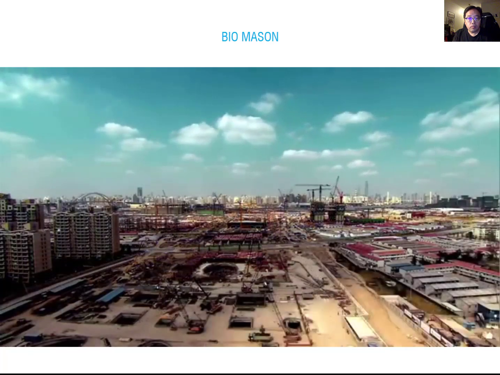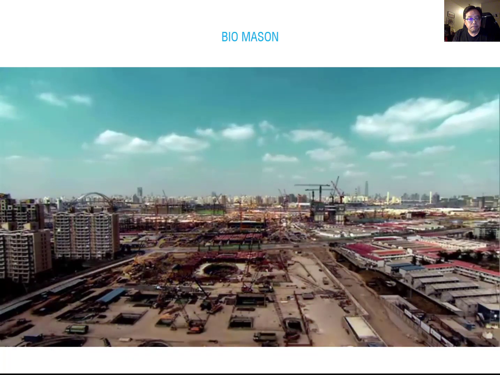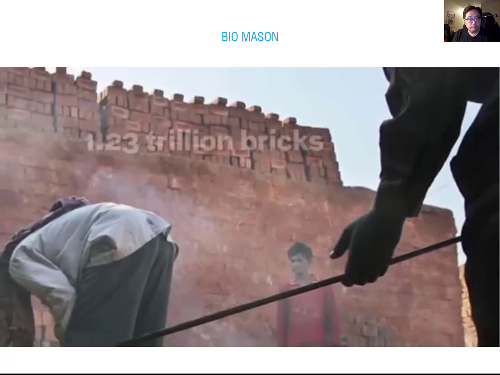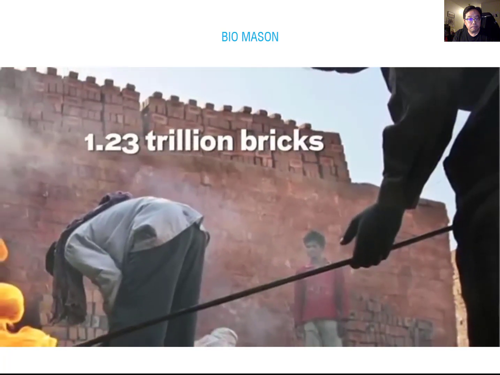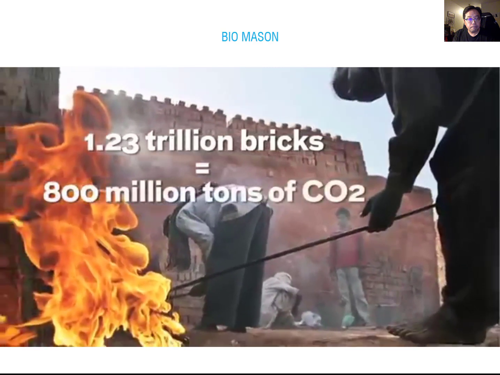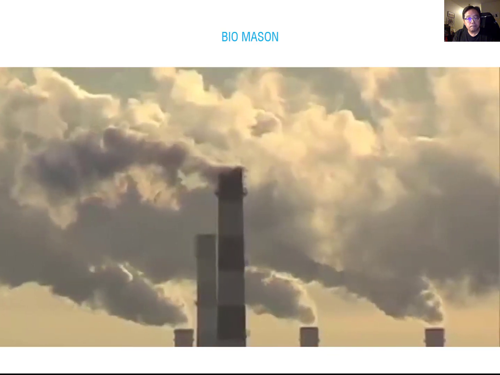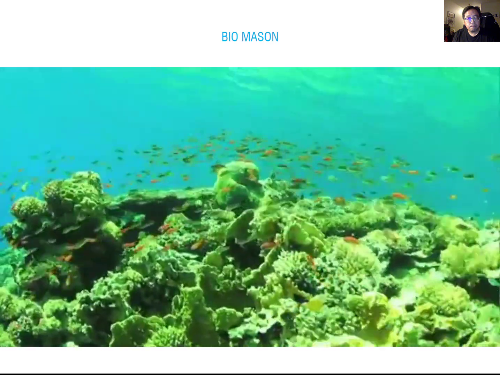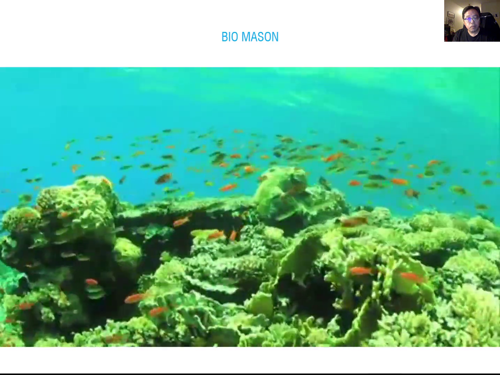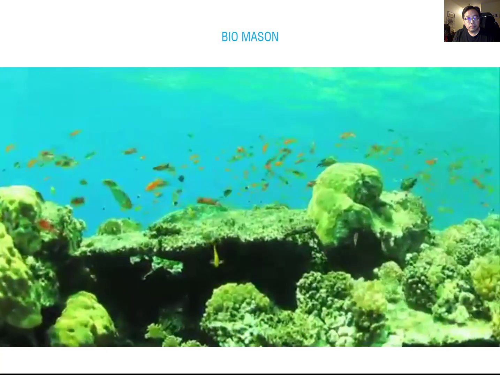Global building construction is responsible for 30% of all greenhouse gas emissions. An estimated 1.23 trillion bricks are manufactured every year, resulting in approximately 800 million tons of carbon emissions due to the fossil fuels required in the firing process. Organisms like coral form a durable cement at ambient temperatures and without destroying their surrounding environment.